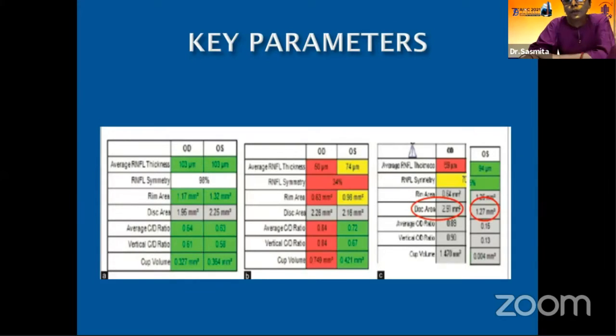Whereas in the second box, you can see the red zone, where the RNFL thinning is around 50 microns. The third box is in the gray zone. Many parameters are in the gray zone because they are outside the normative data range.